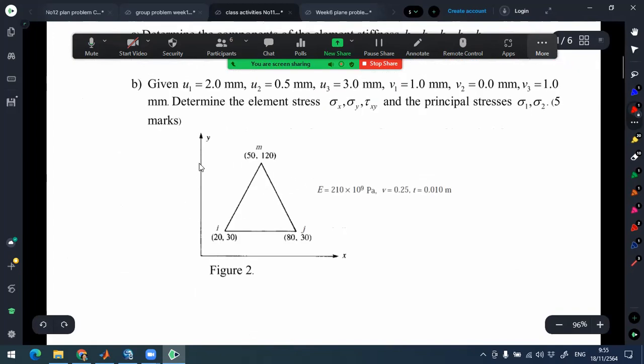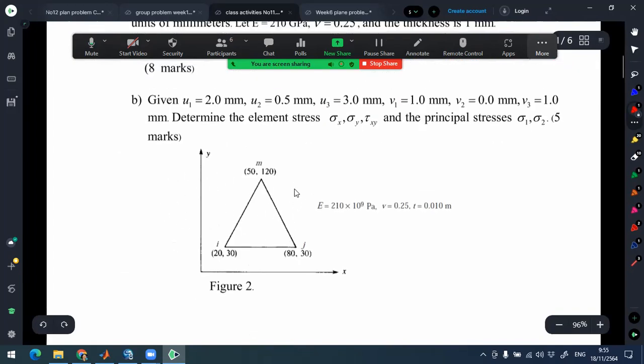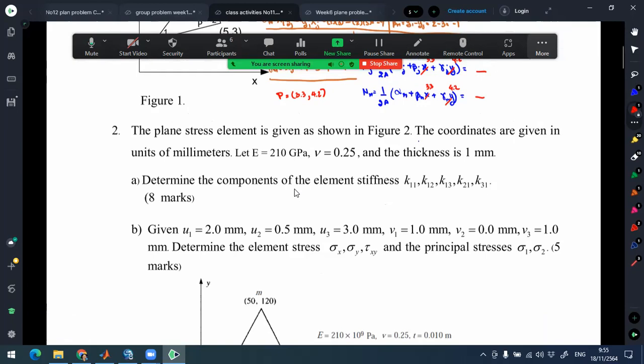Actually, it may come from the bigger picture, the big one, but we just consider only this element that we already solved for the displacement. The coordinates are given by this picture, and all the units are in millimeters. E is equal to 210 gigapascals. Poisson ratio is equal to 0.25. Thickness is 1 millimeter.